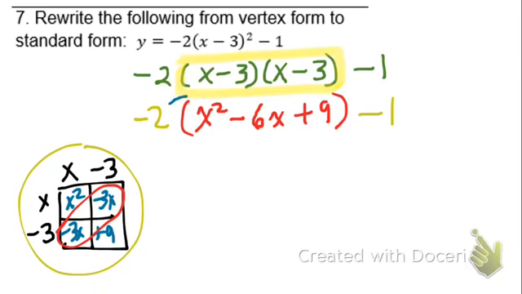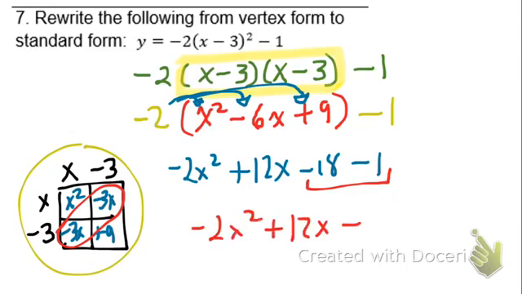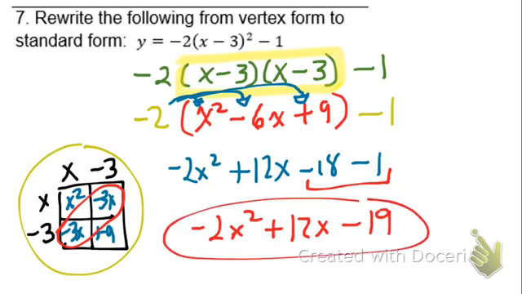Now the next step is we must distribute this negative 2. So we get negative 2x squared. Negative 2 times negative 6 is positive 12x. And then negative 2 times 9 is negative 18. And then we got this minus 1 on the side. So guess what we must do with our like terms? Negative 2x squared plus 12x minus 19. Okay? And bada bing, bada boom, we are finished.